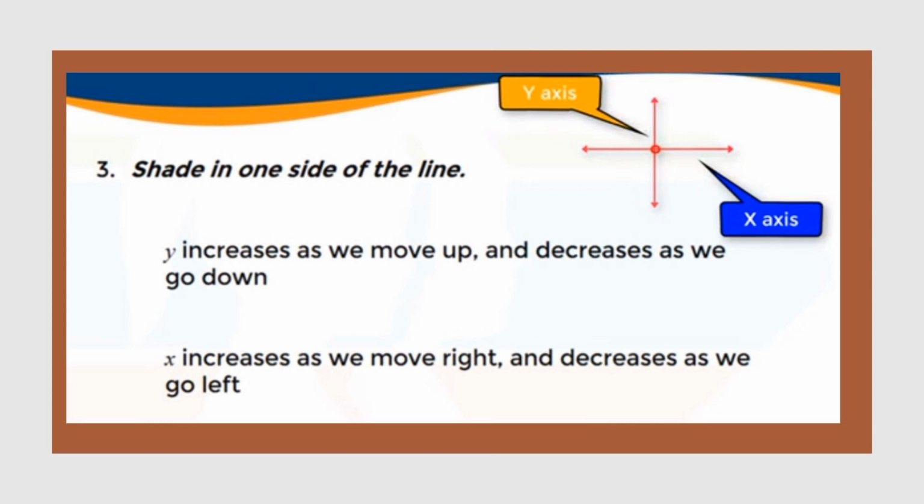The x-axis is the horizontal line. As we move right, x increases, and it decreases as we go to the left.